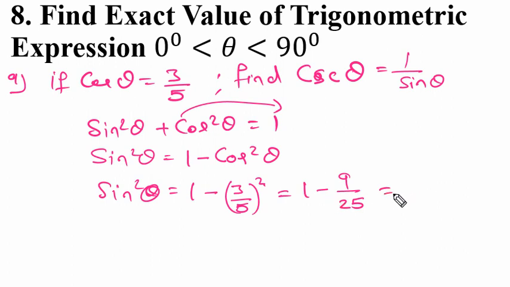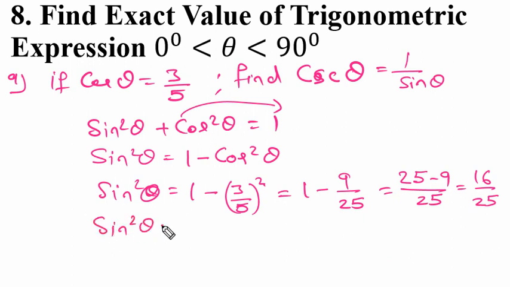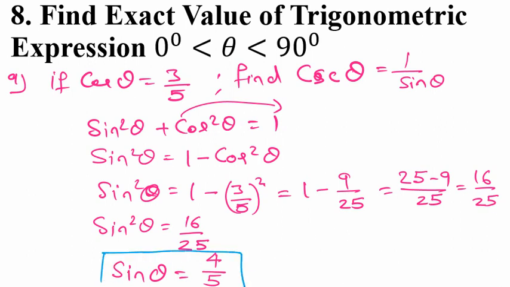So when you solve this, if you want to solve using the calculator, you can use it, or else it is 25 minus 9 over 25, which will give you 16 over 25. Good. Now sine square theta is equal 16 over 25. Take the square root of both sides. What you will get? Sine theta, because you take a square root. Square root 16 will give you 4. Square root 25 will give you 5. So sine theta is how much? Sine theta is 4 over 5.